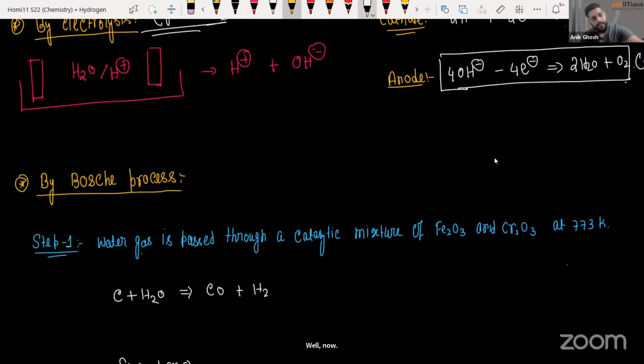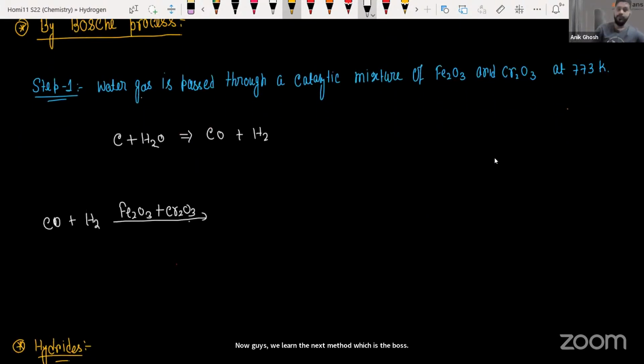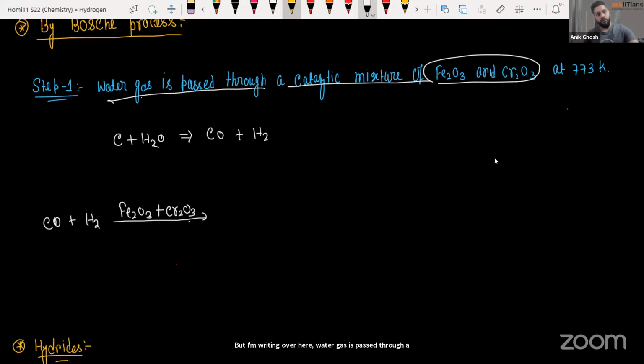Now, guys, we learn the next method, which is the Bosch process. In the Bosch process, what do we do? Again, this is also using the water gas, just like the Lane process. So I'm writing over here: water gas is passed through a catalytic mixture of Fe2O3 and Cr2O3. You have seen this molecule before as well in hydrocarbons. In which reaction? Fe2O3 and Cr2O3 mixture. Where have you seen this?